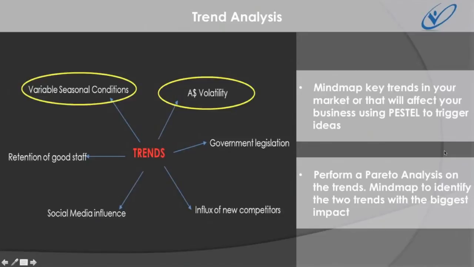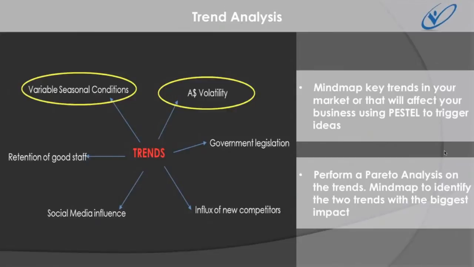Now, if you've done your PEST analysis and mapped out the PESTEL trends for your business, what I want you to do is then use the Pareto principle, the 80-20 rule. I want you to pick the 20% of things on your mind map that could give 80% of the variability or the change in your business. My example here, I've selected 2. If we're a horticultural business, variable seasonal conditions could be one, and the volatility in the Australian dollar could be another one.